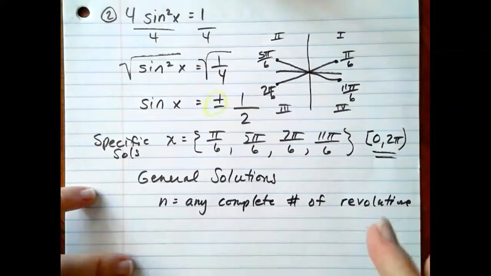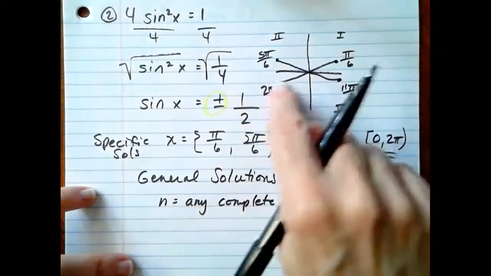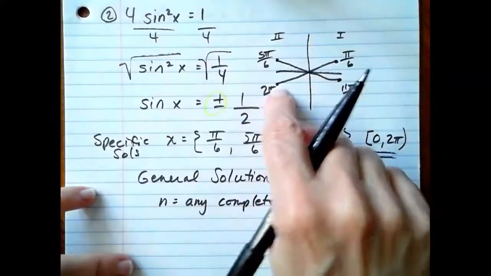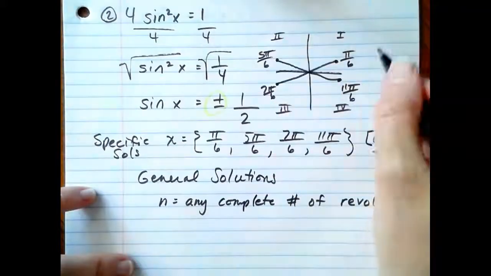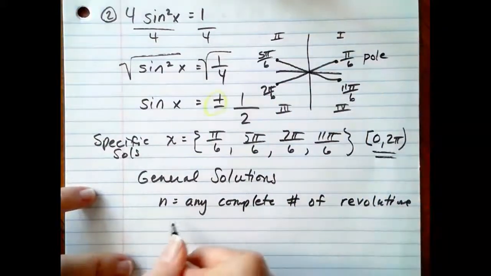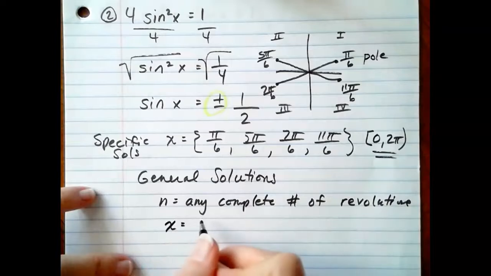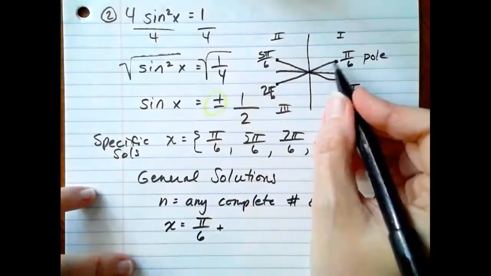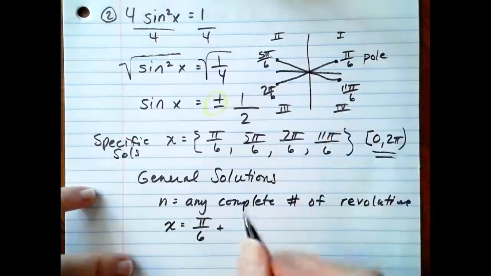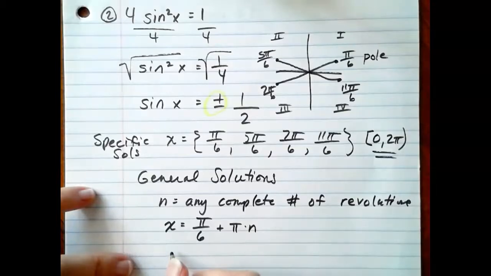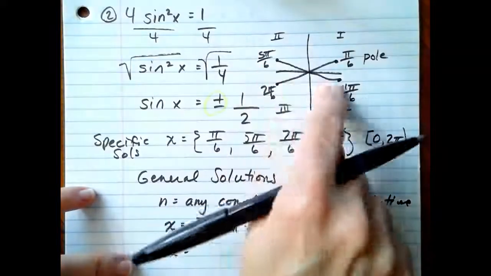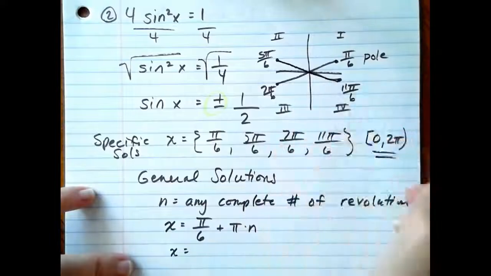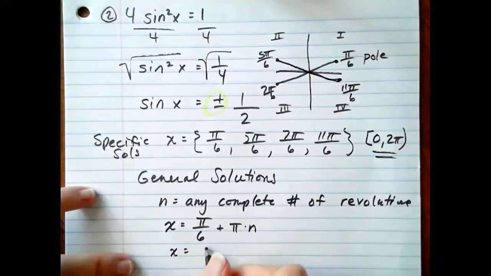So we could give this particular general solution. First of all, notice that pi over 6 and 7 pi over 6 are on opposite sides of the same pole. Yes, P-O-L-E. So one general solution is x equals pi over 6 plus, in this case, we only have to travel 1 pi, so pi times n. Another general solution would be for the other pole, this pole spanning between quadrant 2 and quadrant 4. So 5 pi over 6 plus pi times n.